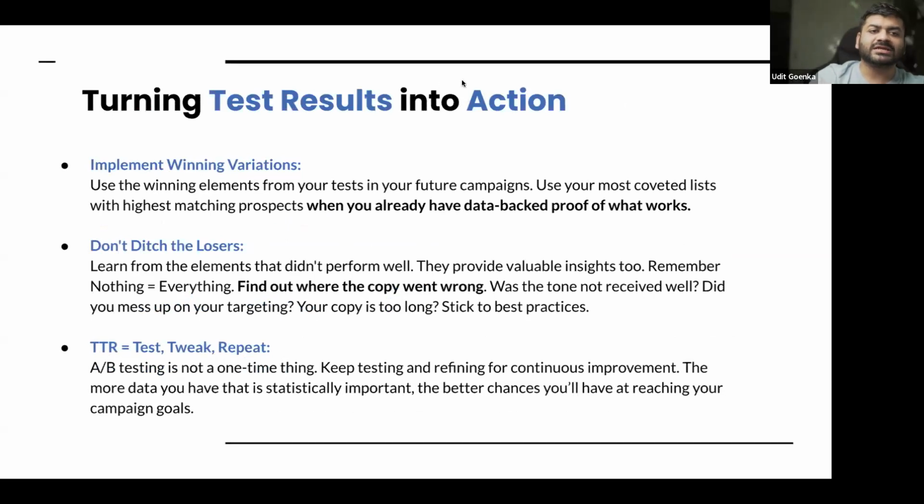Perfect. So the next is turning test results into action. The first thing is implement winning variations, right? Now that you have some results, what do you do next? Implement winning variations. Use the winning elements from the test in your future campaigns. Use your controlled covered list with highest matching prospects when you already have data-backed proof of what works. So now that you have that, it's time for you to start using that pretty aggressively, right?